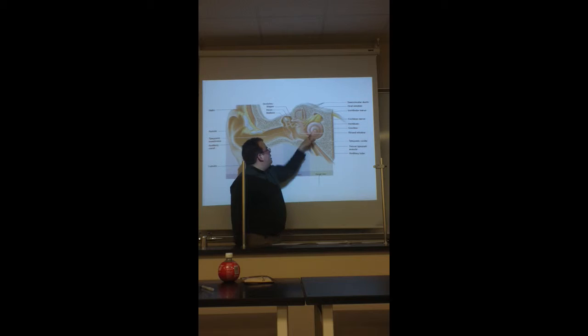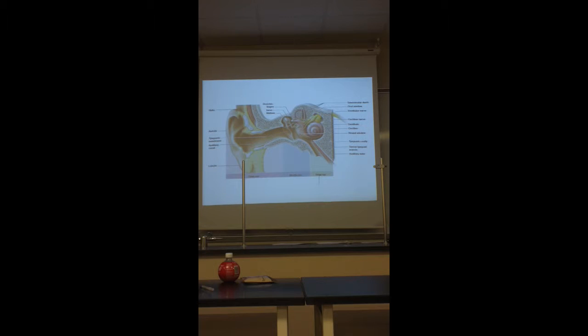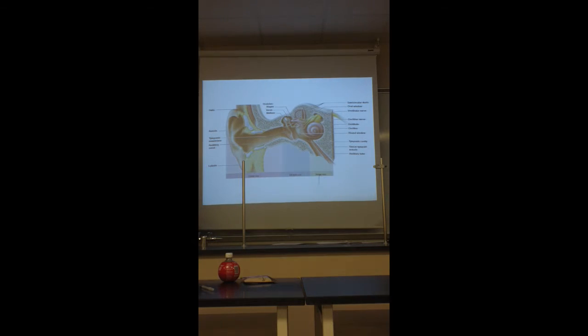The cochlea right here, looks like a little snail shell kind of curled up like that, is involved in only hearing, not equilibrium. So the cochlea is devoted only to hearing. The semicircular canals up here are devoted only to equilibrium, not hearing. Okay? So the vestibule is involved in both hearing and equilibrium. The cochlea is hearing only. Semicircular canals are involved in equilibrium only.